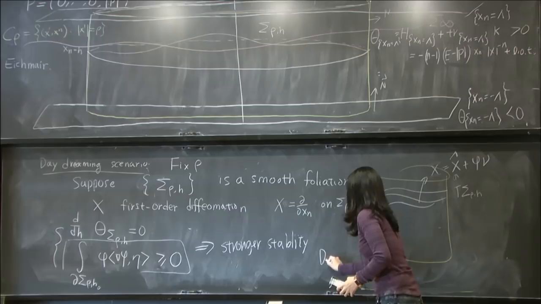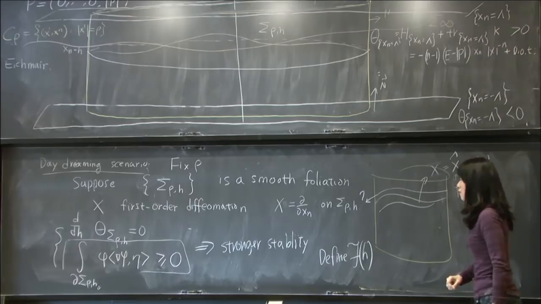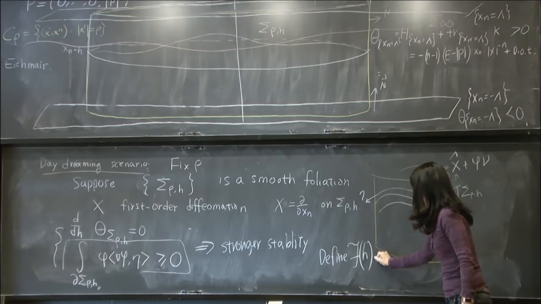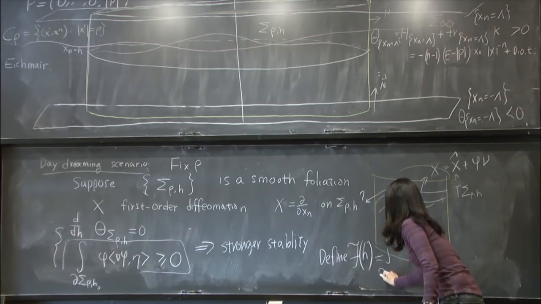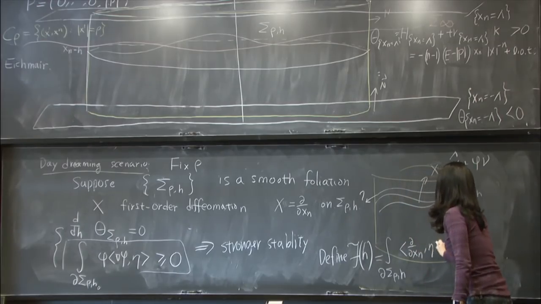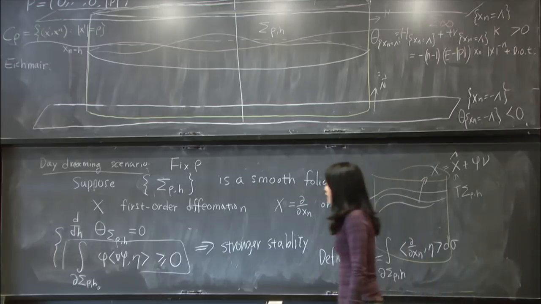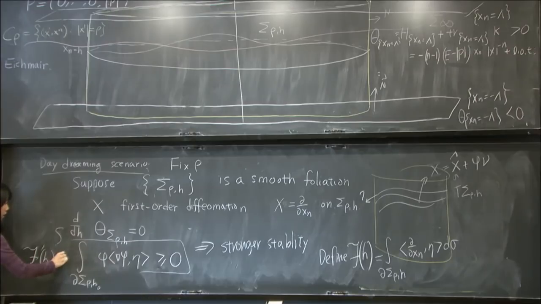So we define a functional on H, which will be the boundary term from the first variation of the minimal surface. And then this desired inequality will be replaced by: we're able to find a height whose derivative of the log term is non-negative.